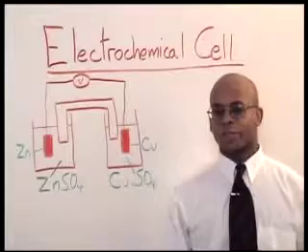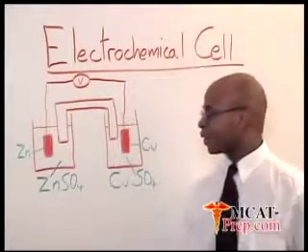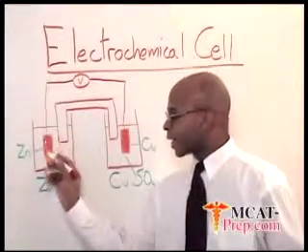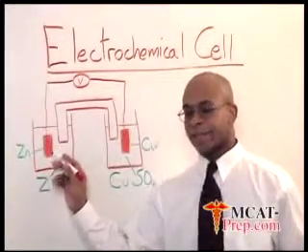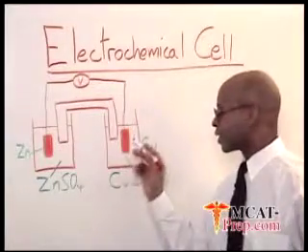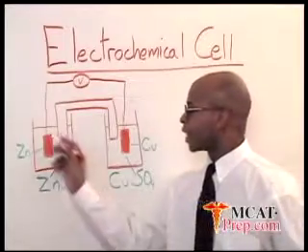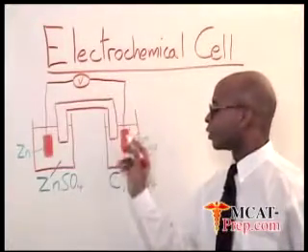This is an electrochemical cell. Notice the highlights. To begin with, this is a zinc electrode, so it is made out of solid zinc. This is a copper electrode made out of solid copper. Here is a wire connecting the two.